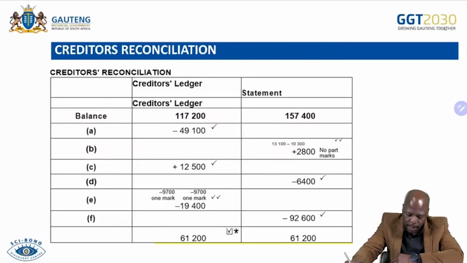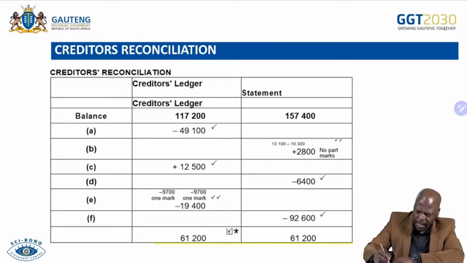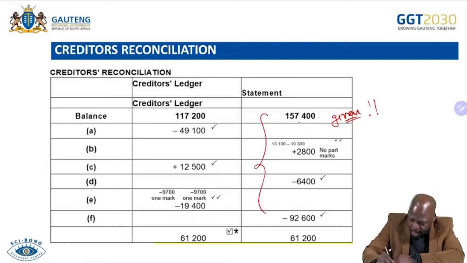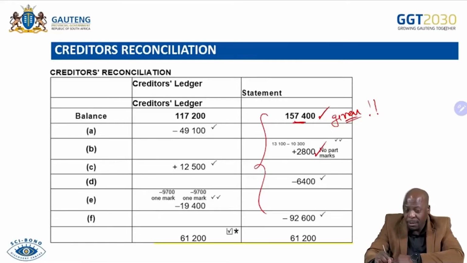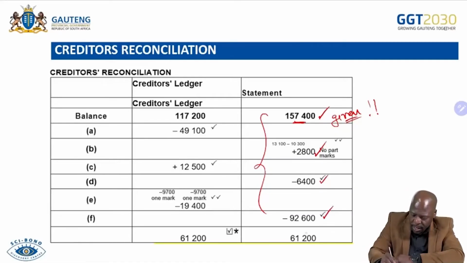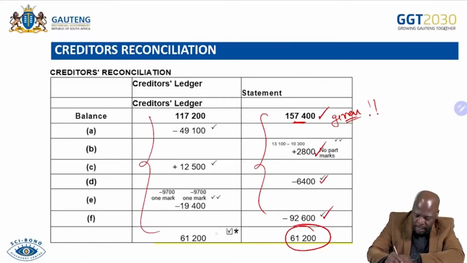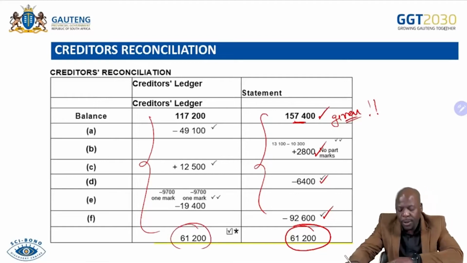Now, here is the final solution after we've added. So remember, this was given. This was given. I want to remind you, learners, do not ignore this when you are adding to get to the balance. You must add this to this. So you mustn't ignore the 157,400. You must add it to the 2.8. Then the amount you get, you subtract your 6.4, and then you subtract your 92.6. Then you have your 61,200. You do the same again in the ledger, you have your 61.2.